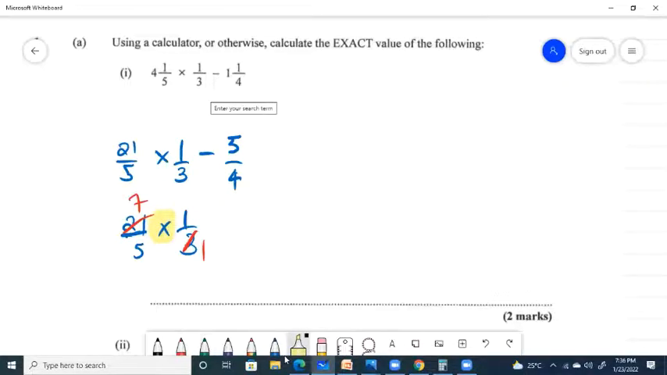If there's nothing else to cancel, then basically it's going to be the top times the top. So 7 times 1, 7. The bottom times the bottom, 5 times 1, 5. So we're left with 7 over 5 right now.